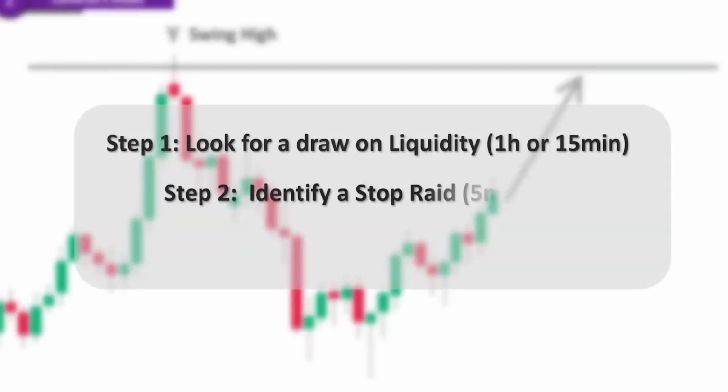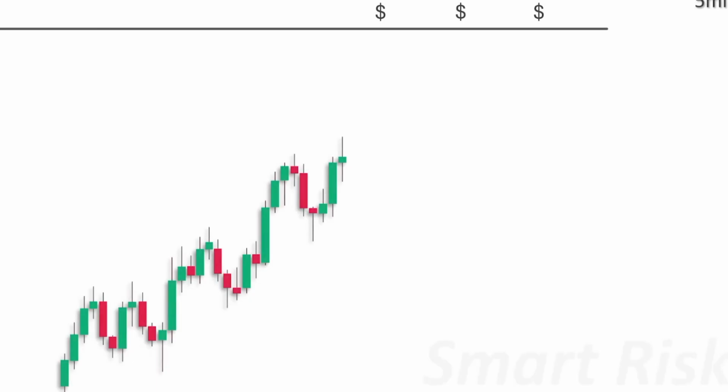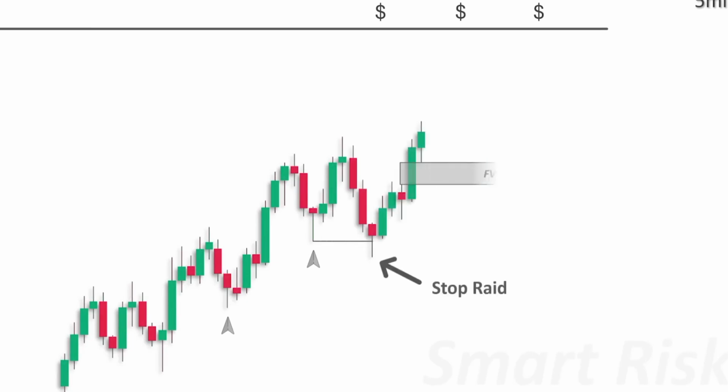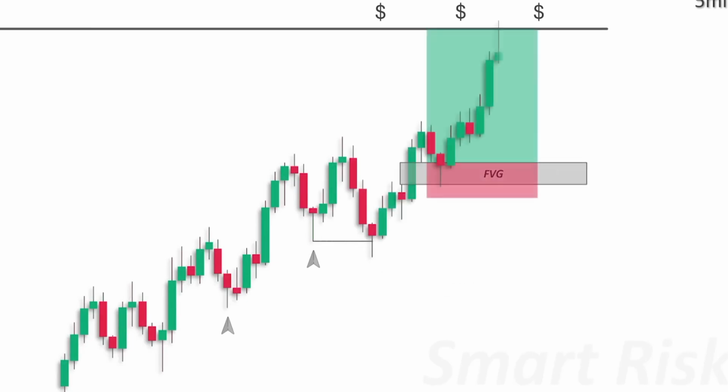The next step is identifying a stop rate in the opposite direction of our draw on liquidity on the 5-minute chart. So let's switch to a lower time frame. Keep in mind that the liquidity zone is above us. Now, we are looking for a swing low to be taken out, which is called a stop rate. Finally, we look for fair value gap formations to set a buy limit. If you can't find any FVGs on the 5-minute chart, you can zoom into the 1-minute or even the 30-second chart.